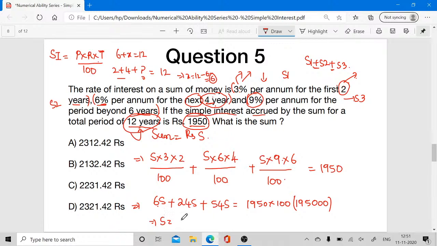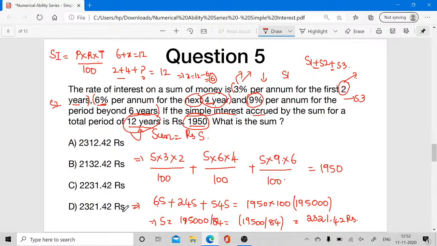54 plus 24 plus 6 कितना हुआ, 24 plus 6 30 plus this 84, right? So S is equal to 195000 divided by 84, right? I'll write it again here. Sorry for my handwriting there. 195000 divided by 84 करोगे आप, you will get the answer as 2321.42 rupees.